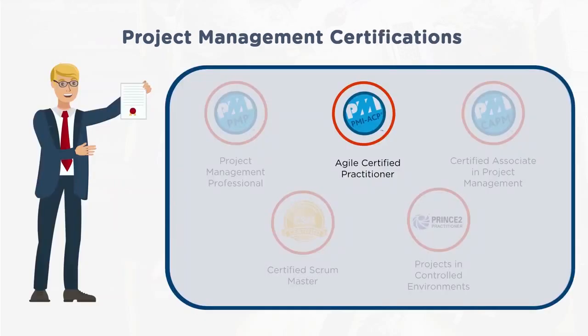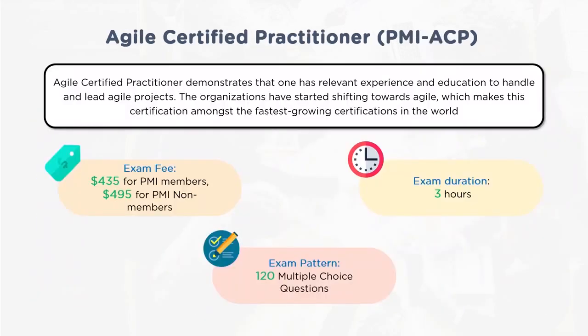Then Agile Certified Practitioner, as we saw for PMP, here Agile Certified Practitioner demonstrates that one has relevant experience and education to handle and lead Agile projects. The organization has started shifting towards Agile, as we know in today's industry, which makes this certification fast growing in the world. So the examination fee would be $435 for PMI members, $495 for non-PMI members.